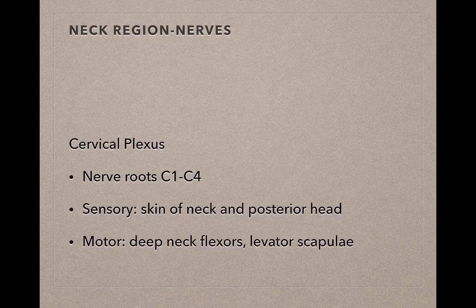The nerves that run through this region are mainly those of the cervical plexus, and the cervical plexus is made up of nerve roots C1 through C4. They provide sensory innervation to the skin of the neck and to the posterior head, and motor innervation for the deep neck flexors and some to the levator scapulae. Additionally, we do have the brachial plexus that also travels through here. We've discussed that earlier. The brachial plexus, primarily here at the neck region, runs between the anterior and the middle scalenes.